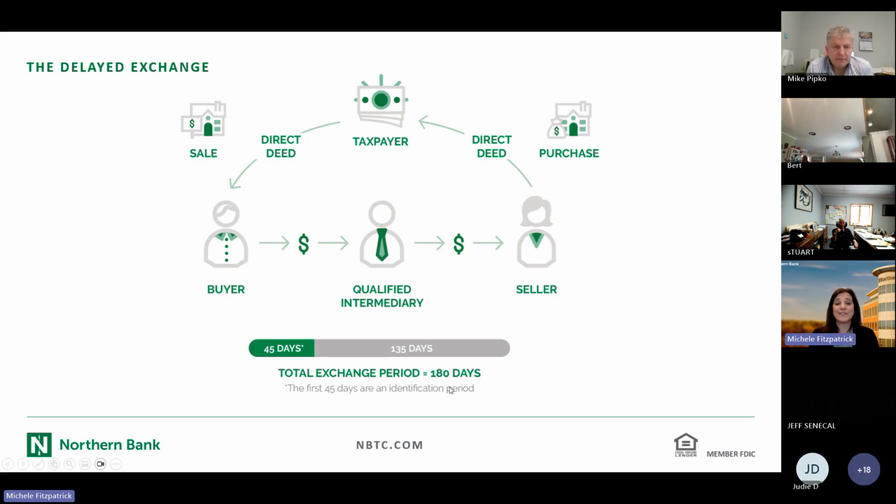The clock starts ticking. You have 180 days total to purchase a new replacement property. So that's really the life of the exchange, 180 days. Those are calendar days.